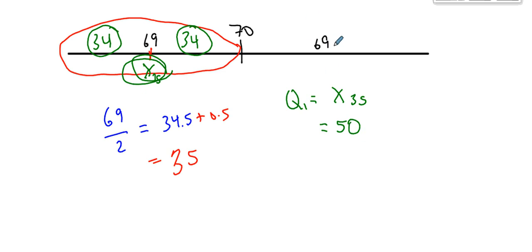So we already know that this 34 idea is important. But what I'm going to do is figure out what exactly that piece of data is in this half.